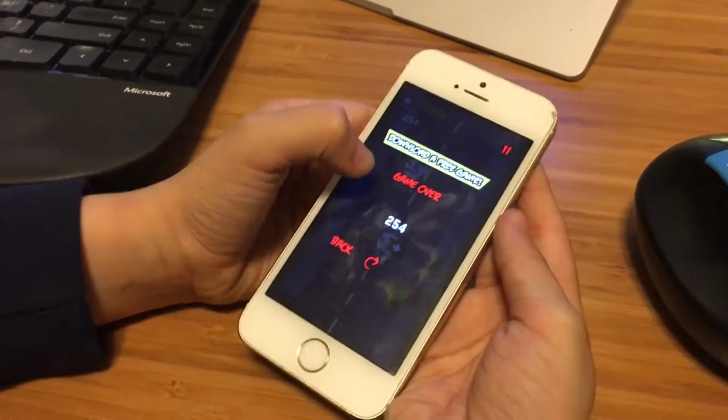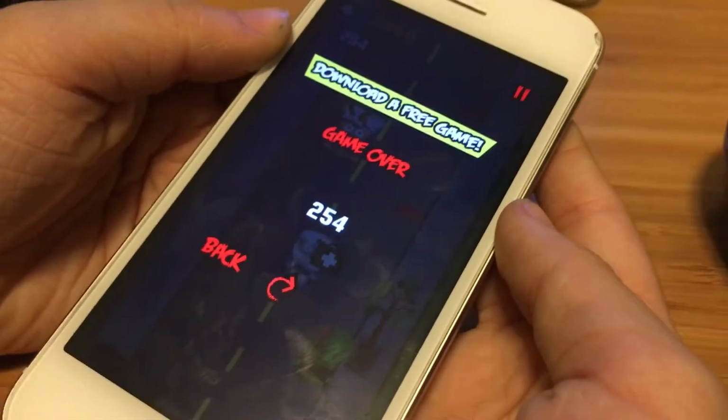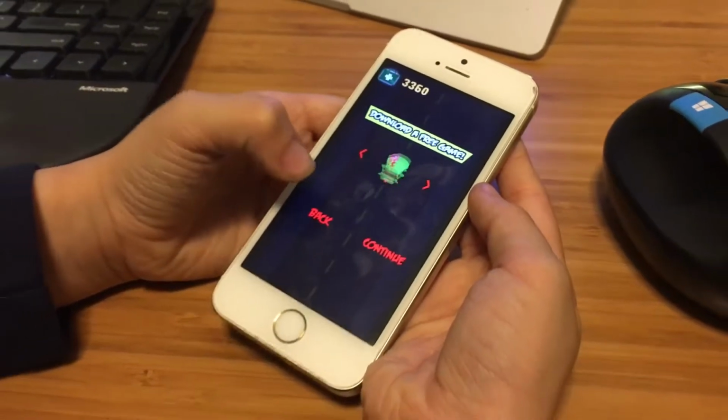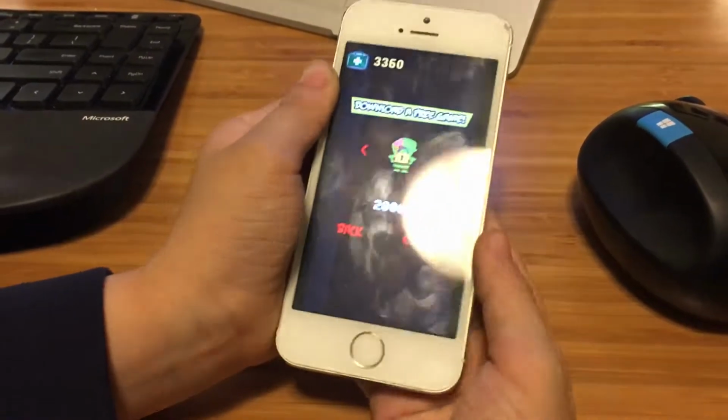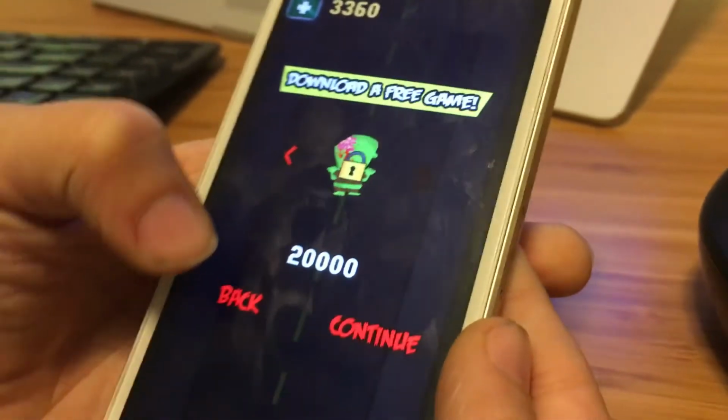So when you die, you see how many points you got. So my points were 254. And you can also evolve into a big person. It's a zombie.